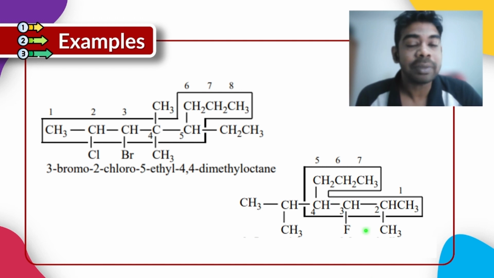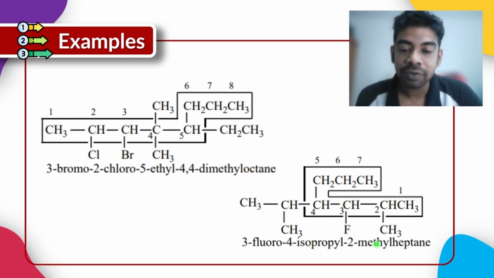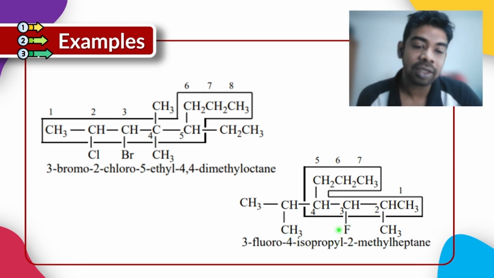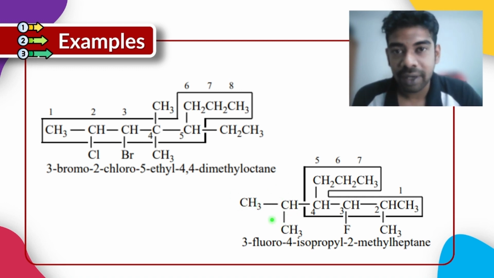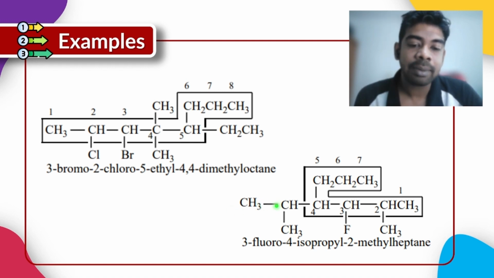Now, moving on to the next case. Here again, pause it and try to answer it, and once you are done, unpause it. Here you have this selected as the longest carbon chain. Now, if you look at the naming, you have fluoro, so F. Here you have an isopropyl group that we have added. So this can be named 4-isopropyl, and then you have 2-methyl heptane.